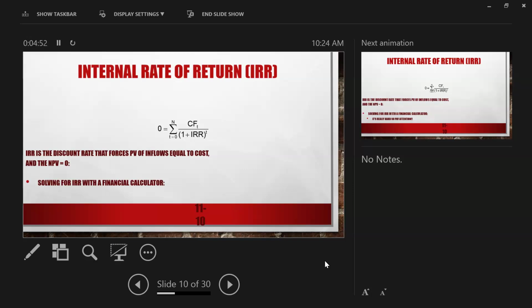It's very hard to solve. How do we solve this? On your calculator, hit the IRR button. Does everybody see that? Hit IRR and then hit compute.